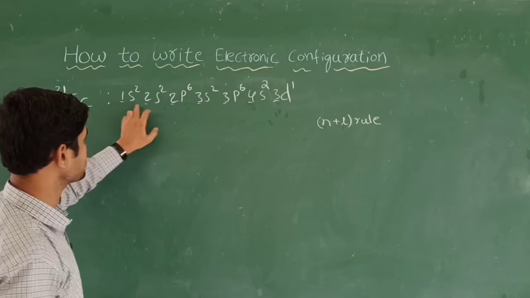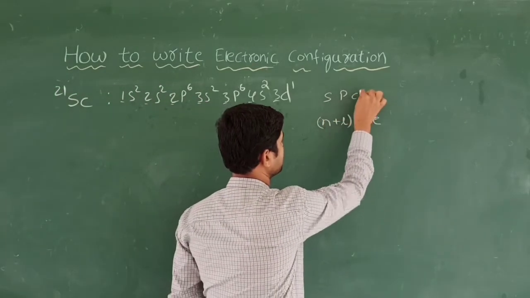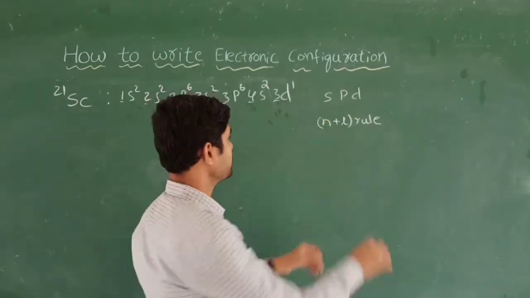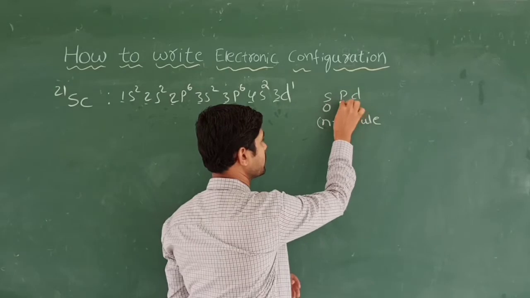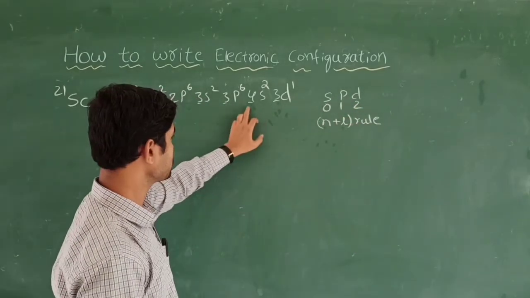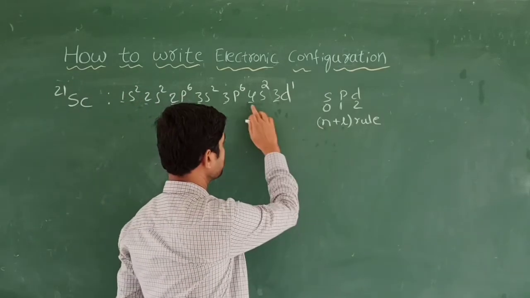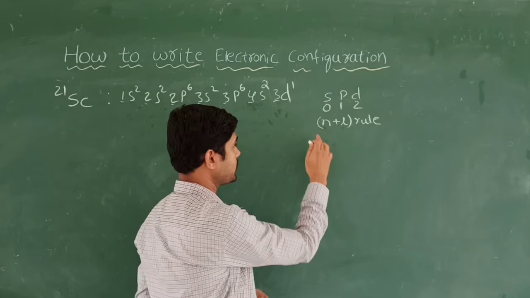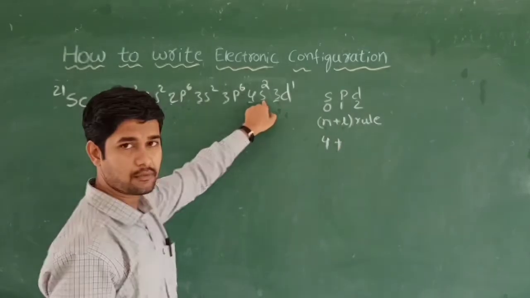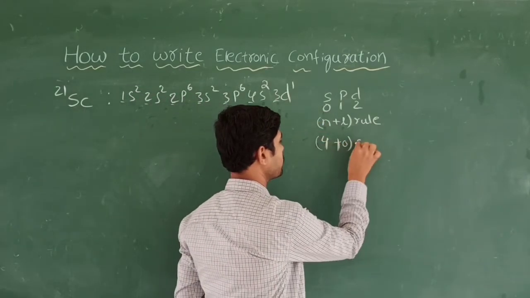the subshell. Subshells are s, p, d, like this, and they have respective values: s is 0, p is 1, d is 2. So just substitute. First, see the 4s orbital. The principal quantum number is 4, so n equals 4 plus l. For the s orbital the value is 0, so we get 4.